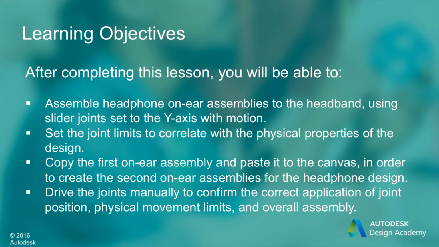After completing this lesson, you'll be able to assemble headphone on-ear assemblies to the headband using slider joints set to the y-axis with motion, set the joint limits to correlate with the physical properties of the design, copy the first on-ear assembly and paste it to the canvas in order to create the second on-ear assembly for the headphone design, and drive the joints manually to confirm the correct application of joint position, physical movement limits, and overall assembly.